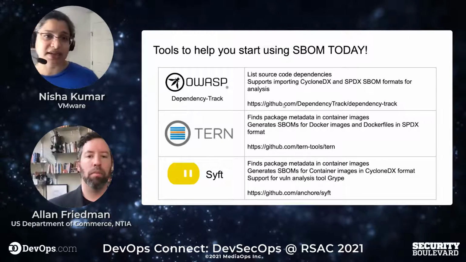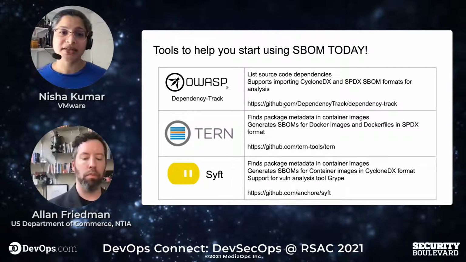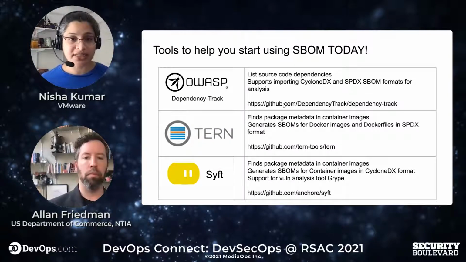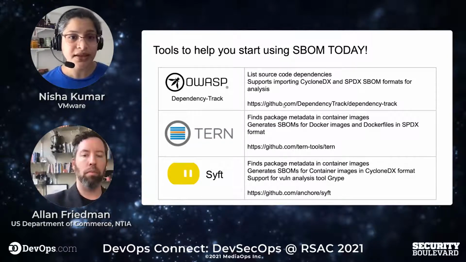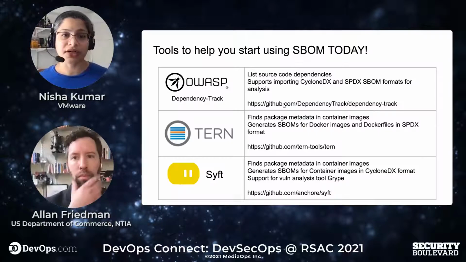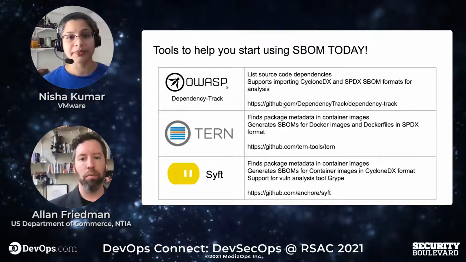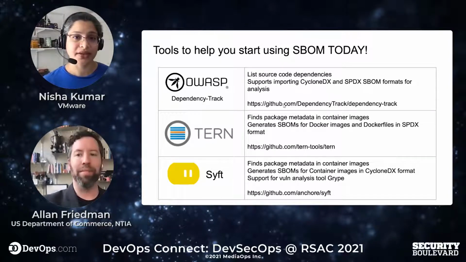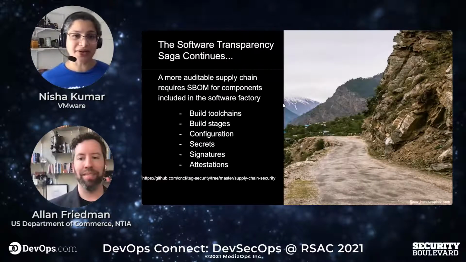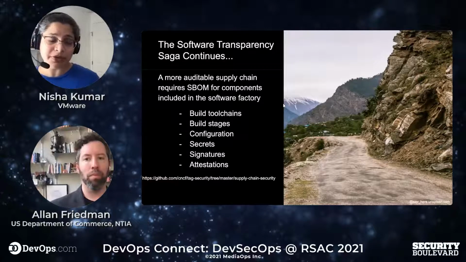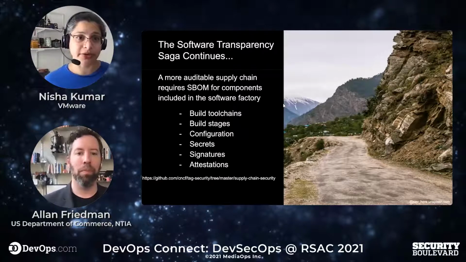And the last one I'd like to highlight is Syft, which is a tool built by Anchore. It finds package metadata in container images, and then generates SBOMs for container images in the CycloneDX format. And it also has support for another tool that does vulnerability analysis called Grype, which is also built by Anchore. Now, don't get too excited, because this is actually not enough to provide software transparency for the whole supply chain. This is just a starting point.